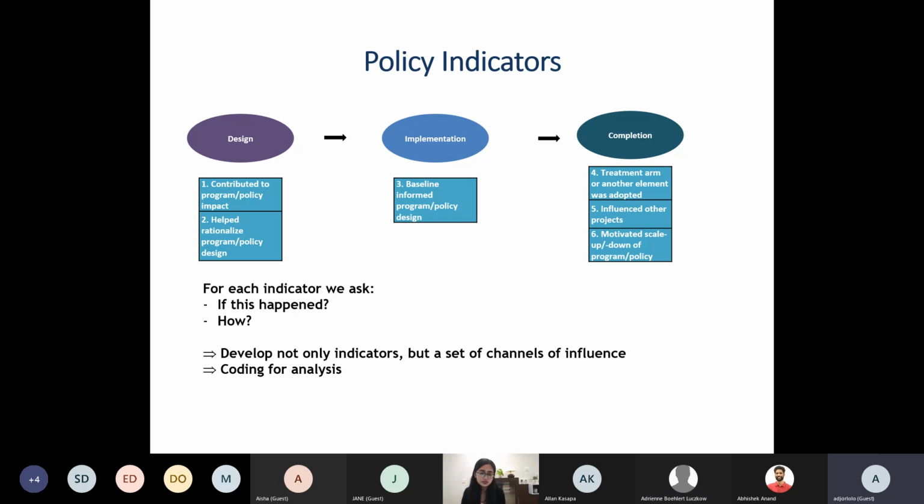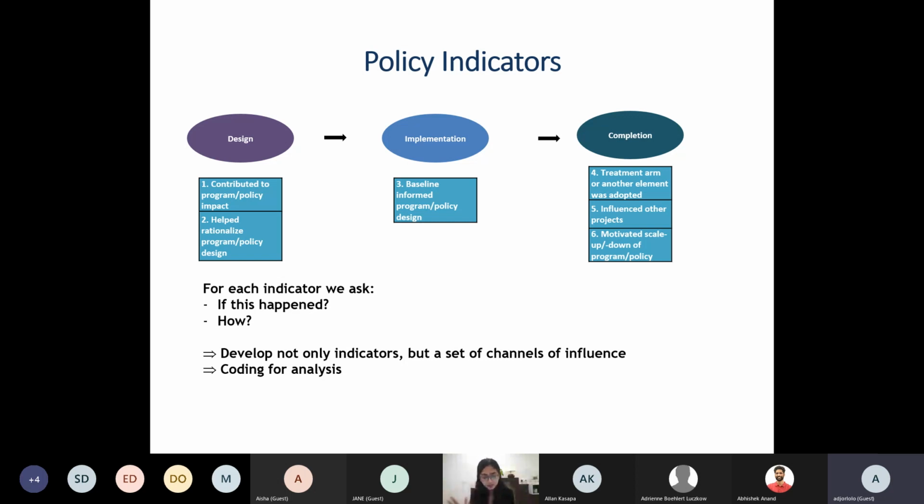Yeah, so this is the policy indicators section that we went through in one of our previous sessions with Chloe, where she went through each of these stages of policy impact and policy influence. So the first one was the design, whether the program or the evidence seeking research contributed to a policy or a program impact, and whether the design of the research helped rationalize the program or policy design which was in place.